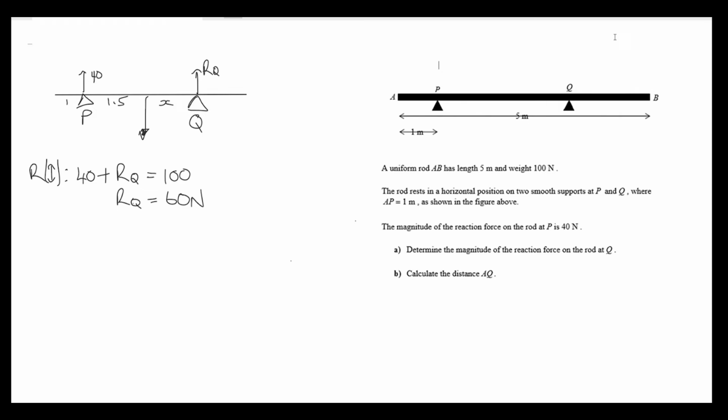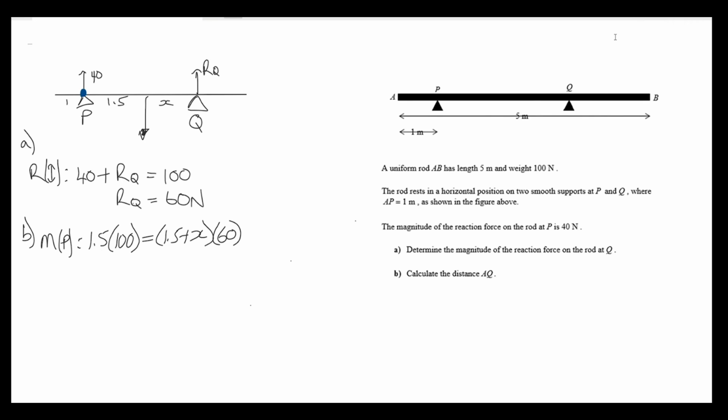In part B of the question, we're asked to calculate the distance AQ. So I'm going to take moments from P. So I'm just going to put a big dot here so I can calculate the moments from P. The moment generated by the weight is going to be the distance, 1.5 meters, multiplied by that force of the weight, which is 100. So that's going to be a clockwise moment, while the anti-clockwise moment, its distance from our pivot point is 1.5 plus x, and I'm going to multiply that by the 60 that we just found out. We know that the force of the reaction at Q is 60 newtons.